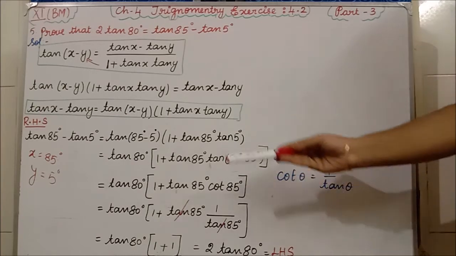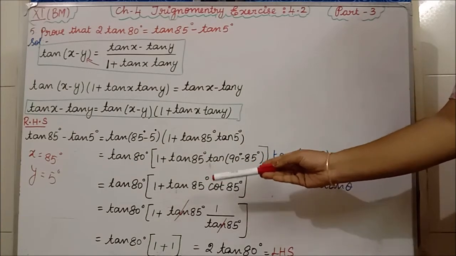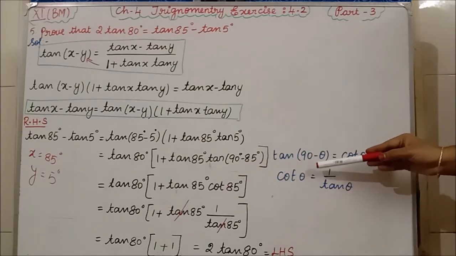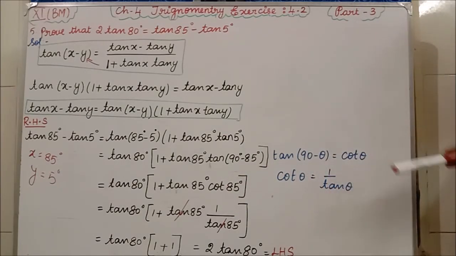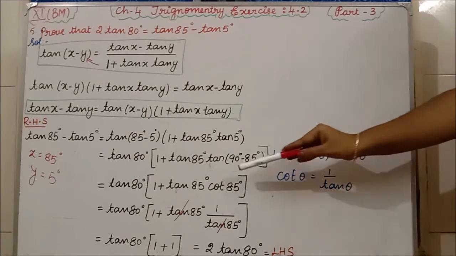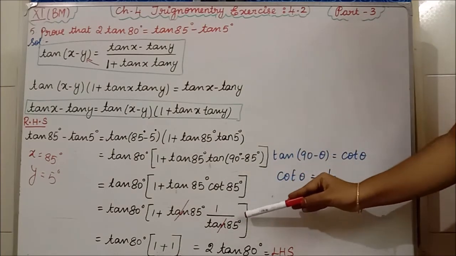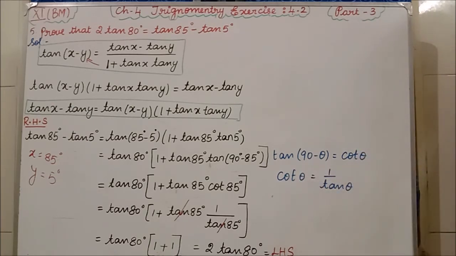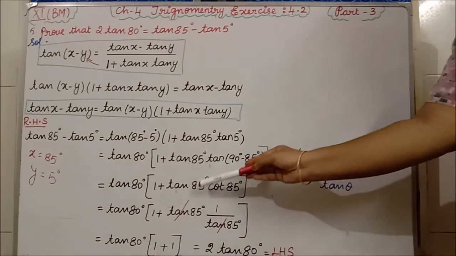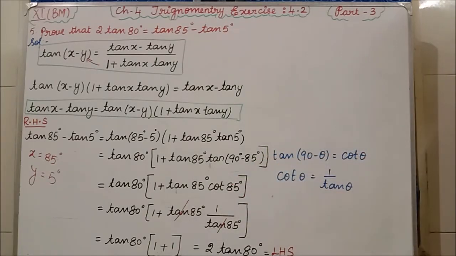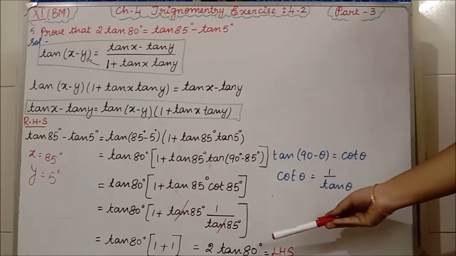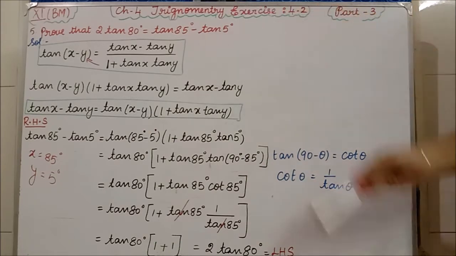Okay. The next step, tan 80 degree into (1 plus tan 85 degree cot 85 degree), how can we write? Cot theta equal to 1 by tan theta we can write. Isn't it? So, 1 divided by tan 85 degree. Clear? This formula you know from 10th standard itself. Isn't it? So, this tan 85 degree and tan 85 degree is getting cancelled. So, 1 plus 1 we are having in the next step. So, 1 plus 1 is what? 2 tan 80 degree. That is our LHS part.